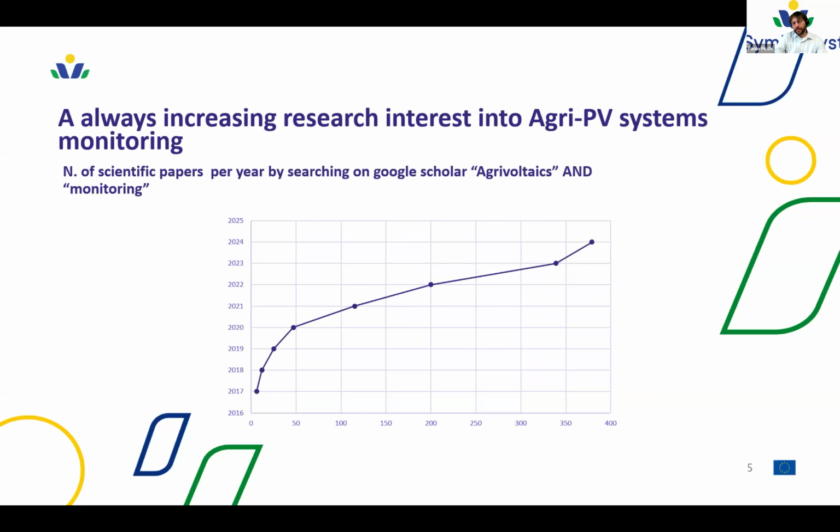The topic of monitoring agrivoltaic systems is increasing in research, so there is higher interest in it. If you quickly scan scientific papers on Google Scholar by typing agrivoltaics and monitoring, you will see how much the number of publications has increased in recent years, reaching in 2024 more than 360 publications focusing on this topic.